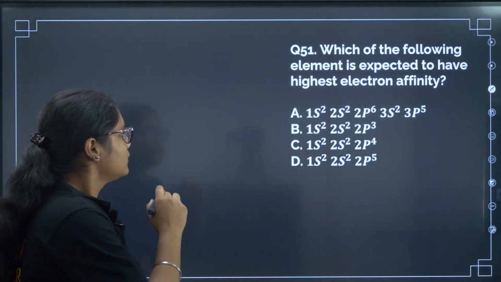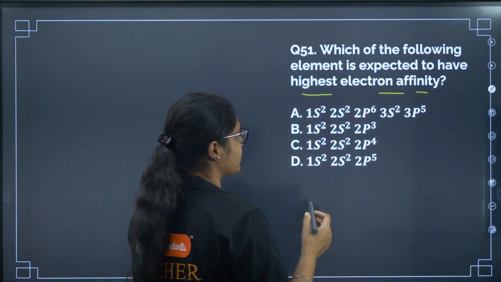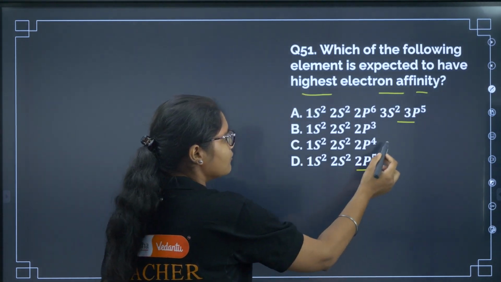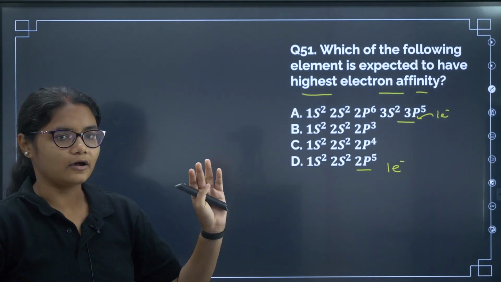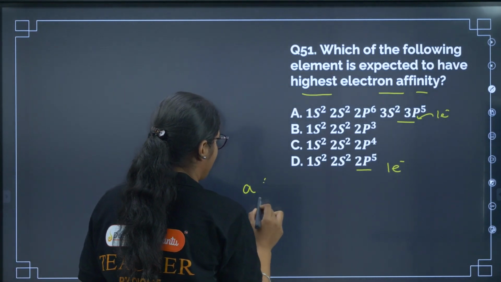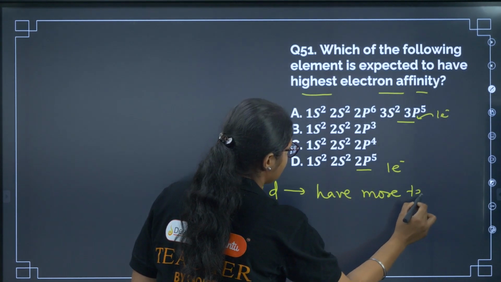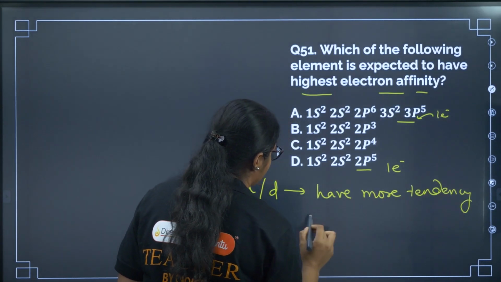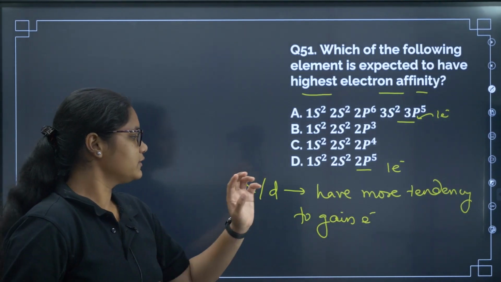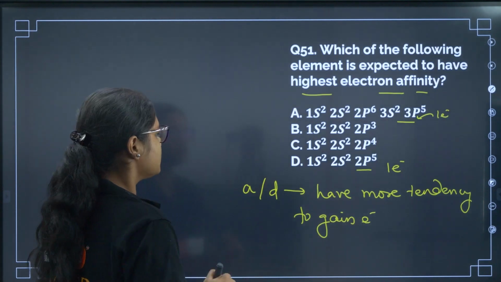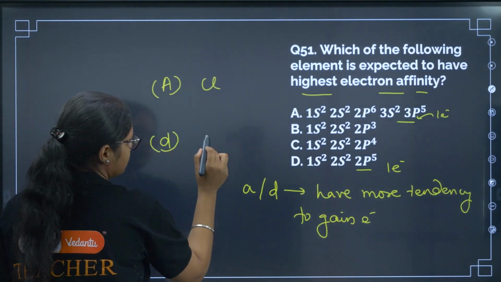Okay, next. Which of the following is expected to have highest electron affinity? Okay, so first of all, you can see here, these are half filled orbitals, like one more electron if you give here and one more electron if you give here, we will get fully filled orbitals, right? So option A and D can have more tendency to gain electrons, right? Because once they gain one more electron, the 2p orbital will be fully filled. So now this one, option A is for chlorine and option D is of fluorine, right?